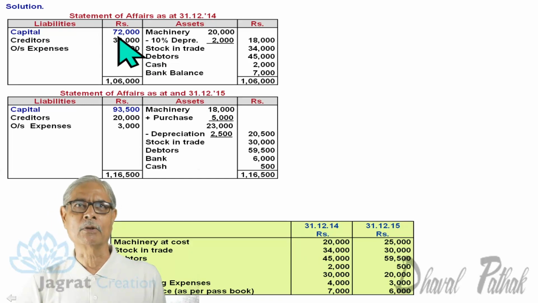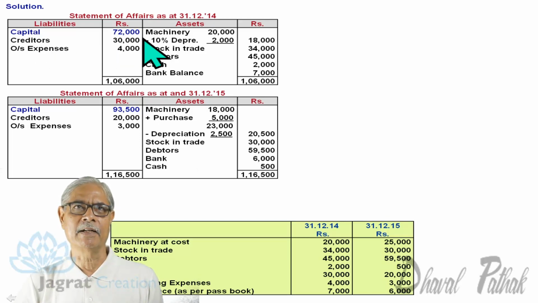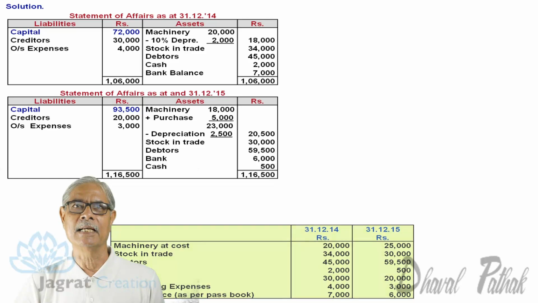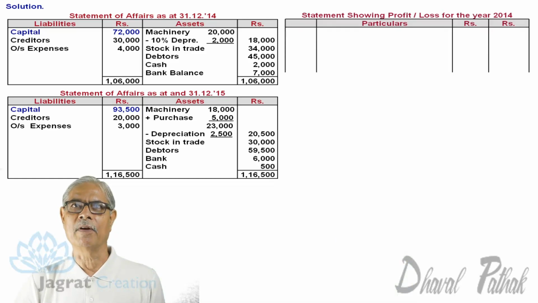Now I want to find out the profit for 2014, wherein I am going to compare a capital of 72,000. As per the statement of affairs, this capital 72,000 I am going to compare with the opening capital brought by the partners while starting the business. Now let me prepare a statement of affairs.